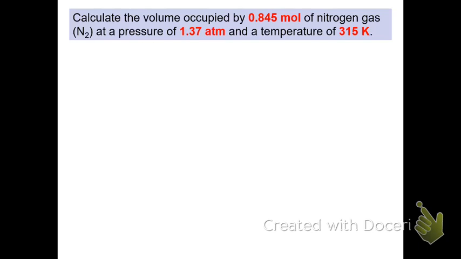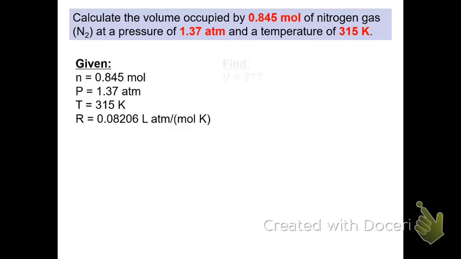All right, so let's apply this equation in this example problem. Calculate the volume occupied by 0.845 moles of nitrogen gas at a pressure of 1.37 atmospheres and a temperature of 315 kelvins. So we're given the number of moles, the pressure, and the temperature, and we have to find volume. We can use the ideal gas law equation, which is PV equals nRT.